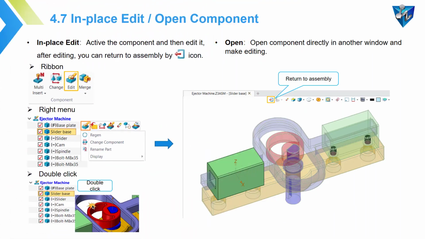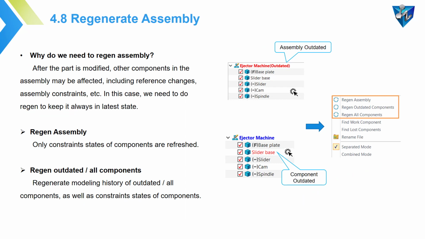Okay, next I would like to show you how to edit component and regenerate in the assembly. For edit, you can both do in-place edit or open it directly and edit. For both ways, after the part is changed, we need to regen it in the assembly. So in this page, let's talk about regeneration. In assembly level, we have 3 regeneration commands, which are regen assembly, regen outdated components, and regen all components.